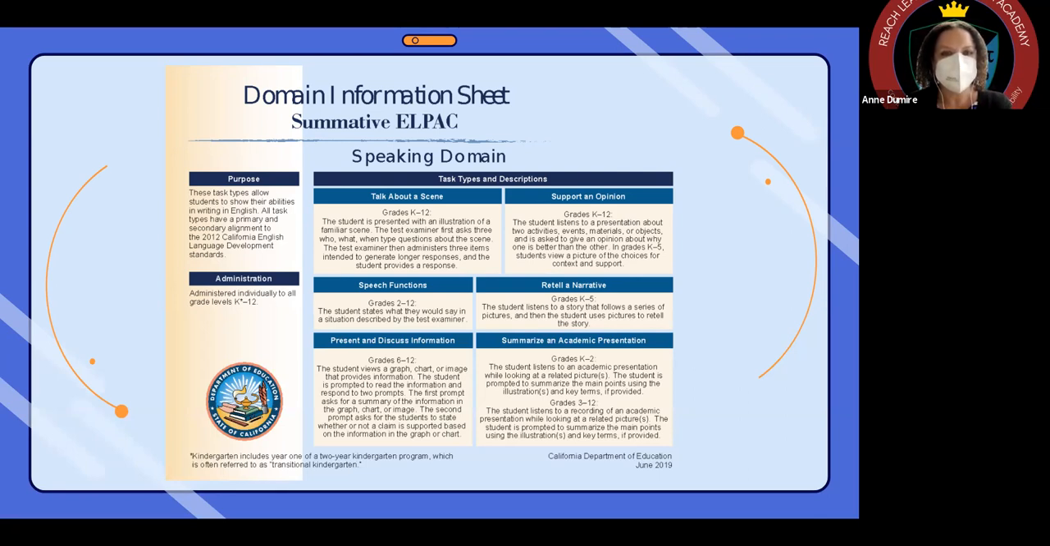For speech functions, it's for grades 2 through 12. Students state what they would say in a given situation. So a situation would be explained where, pretend you are this person, like this is happening to you. What would you say to your teacher if you needed to borrow a pencil? What would you say to your classmate if you wanted to do something together? They give you a situation and the students have to explain it.